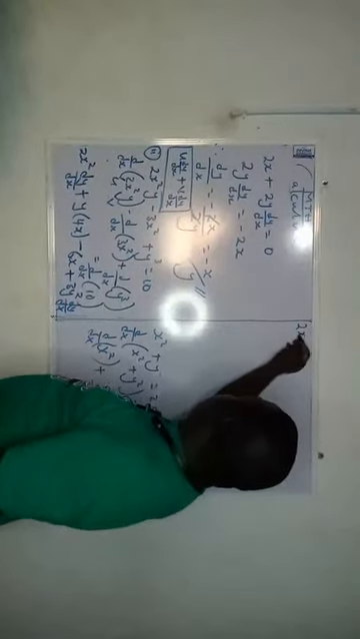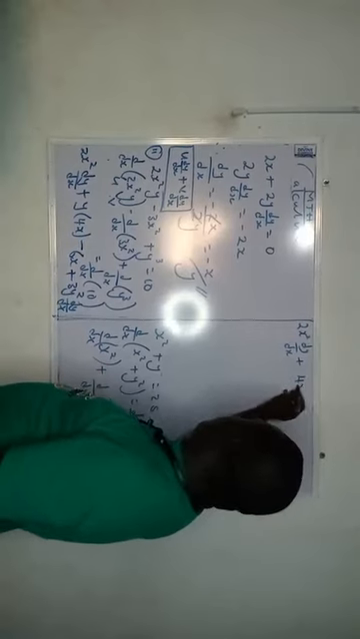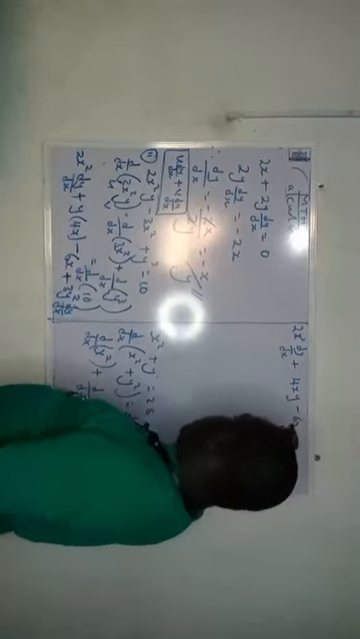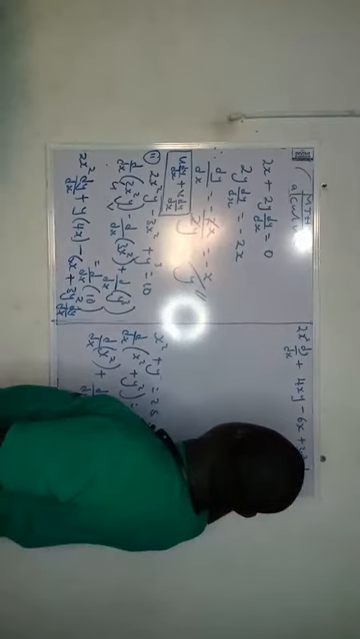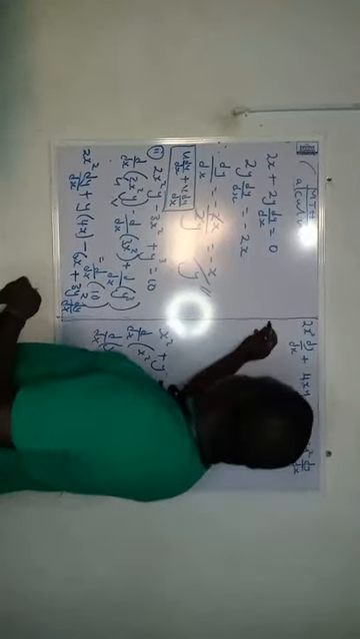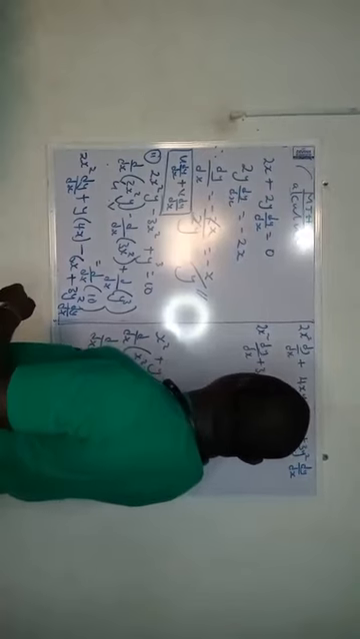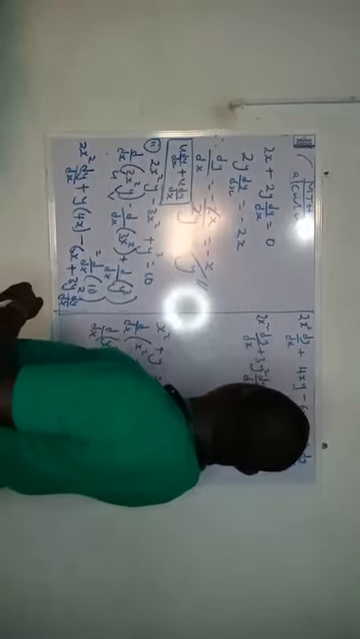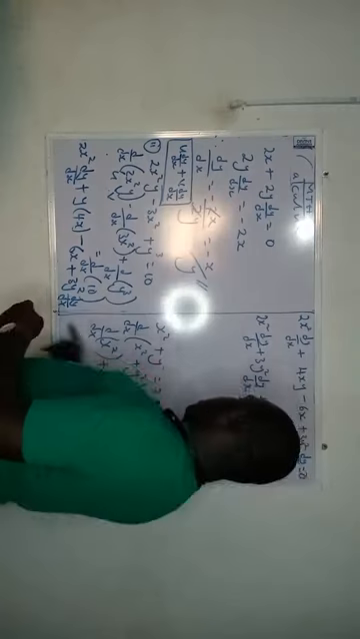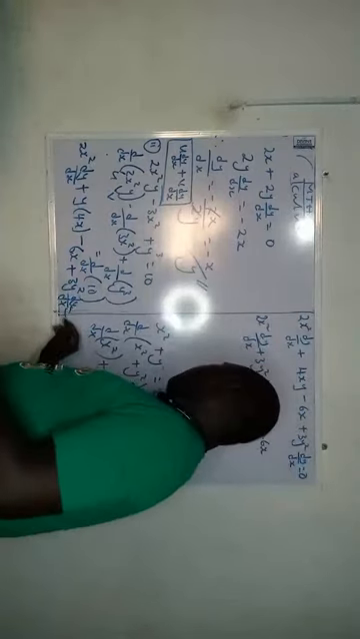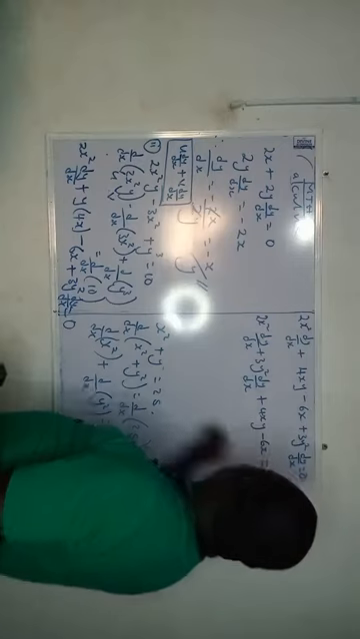So you have 2x squared dy/dx, 4xy, 6x, 3y squared dy/dx. So we have 2x squared dy/dx plus 3y squared dy/dx plus 4xy minus 6xy. Then when you differentiate, oh, I didn't do this. When you differentiate 10, you have 0. So you have 0 here.